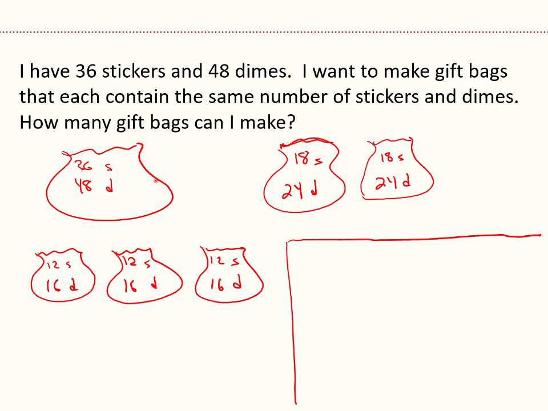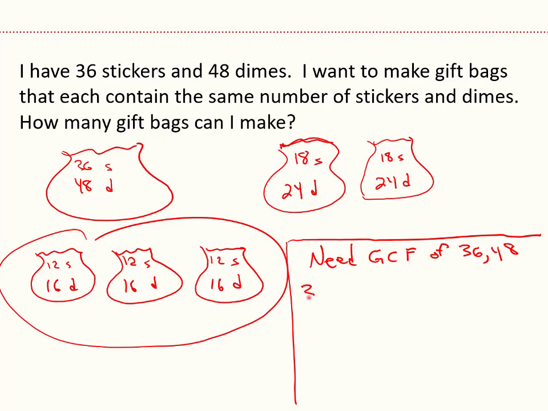What's nice about 1 is that 1 divides evenly into 36 and 48. And what's nice about 2 is that 2 divides evenly into 36 and 48. 2 is a common factor of 36 and 48. And 3 is a common factor of 36 and 48. Now, as a counterexample, 5. I couldn't make 5 gift bags because 5 does not divide evenly into 36 and 5 does not divide evenly into 48. So I need the greatest common divisor, the greatest common factor of 36 and 48.